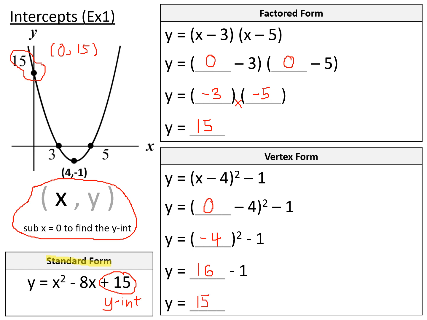So overall, you can find the y-intercept of a quadratic relation by looking at its graph, or you can look at standard form and look for the constant, or you can do it through factored form and vertex form by subbing x as 0 and solving for y.